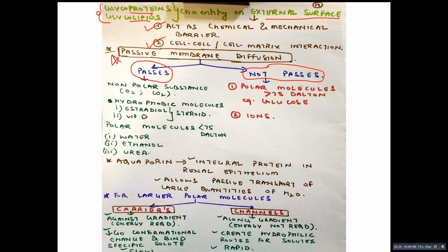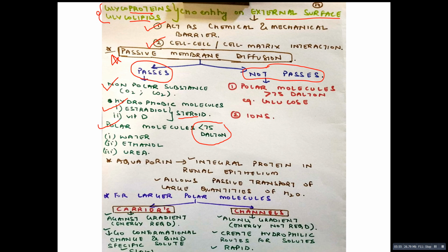One is the non-polar substances, for example, gases like oxygen and carbon dioxide. Second are the hydrophobic molecules, for example, steroids like estradiol, vitamin D, and hormones. They can cross by passive diffusion. Also, polar molecules can pass, but there is a certain limitation. It should be less than 75 Dalton in size. What are those molecules? Water, ethanol, urea. All of these are molecules which can cross by means of passive membrane diffusion.